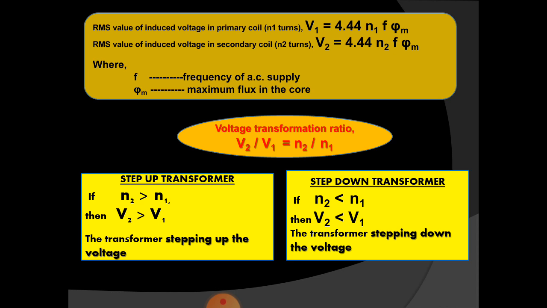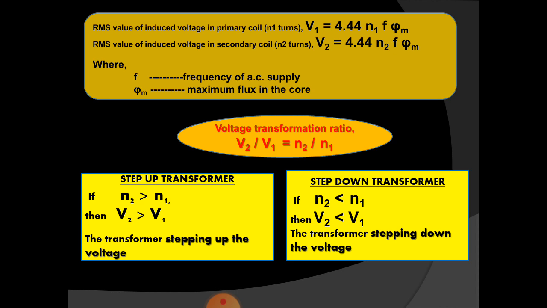The RMS value of induced voltage in the primary coil having N1 turns, V1, is equal to 4.44 N1 F phi m. The RMS value of induced voltage in the secondary coil having N2 turns, V2, is equal to 4.44 N2 F phi m. Using these two equations, V2 by V1 is calculated as N2 by N1. The term V2 by V1 gives the voltage transformation ratio.